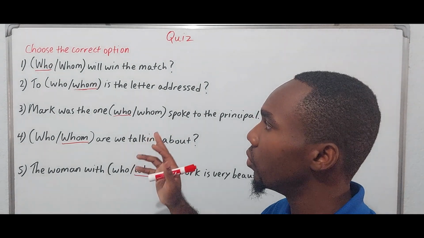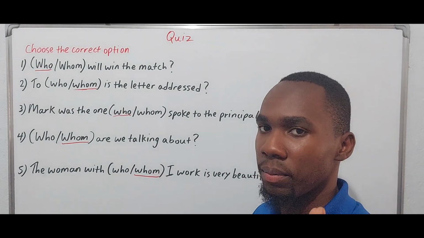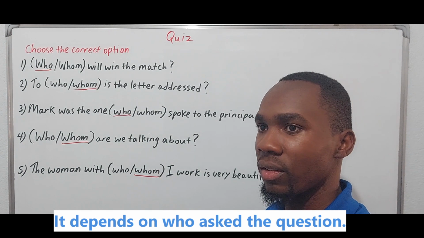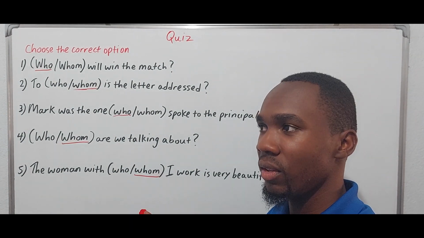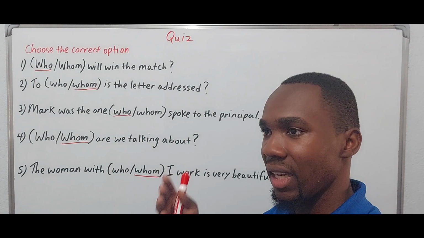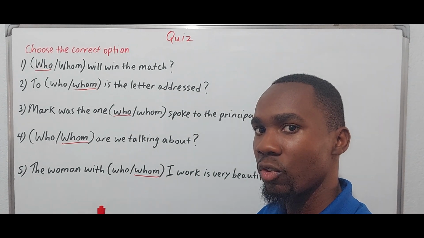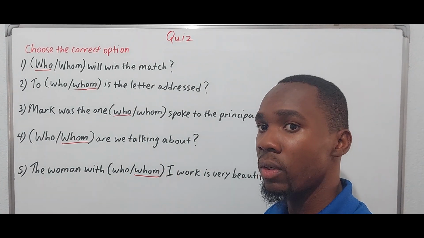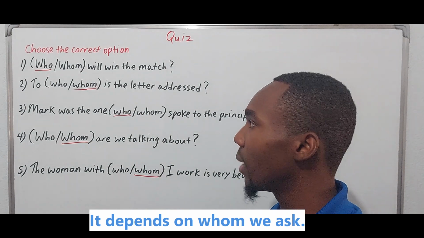Now let me go back to a previous point when I said that once you see a preposition, you must use whom. But pay attention here. It depends on who asks the question. So in a case like that, it depends on who asks the question. We have a preposition on, but the person we are talking about is actually the subject, right? So in that case, we're talking about a subject, right? But if I say it depends on whom we ask, then it is acting as the object. Therefore, we need whom.